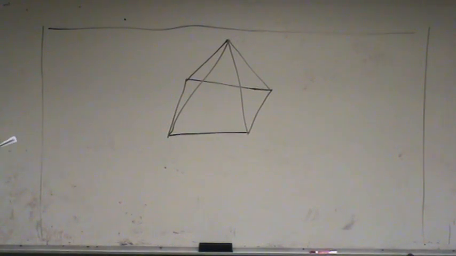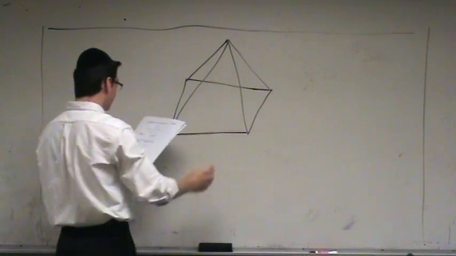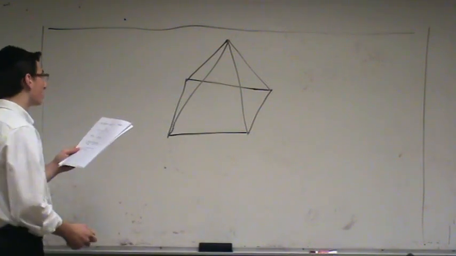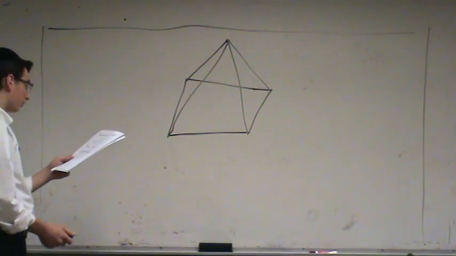Question 4. The lateral faces of a regular pyramid are composed of. So the question is like this. The lateral faces, that's these four outside faces of a regular pyramid. Regular means that they're all congruent. So let's go through the answers.